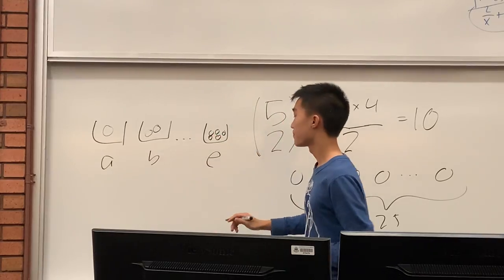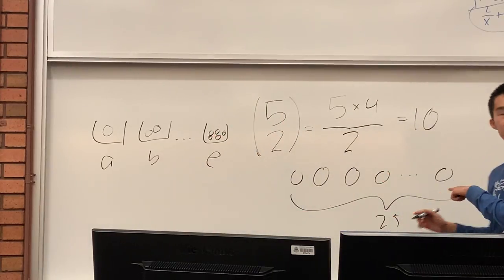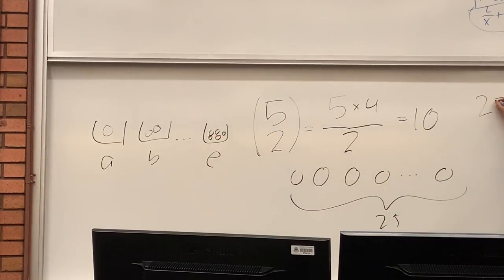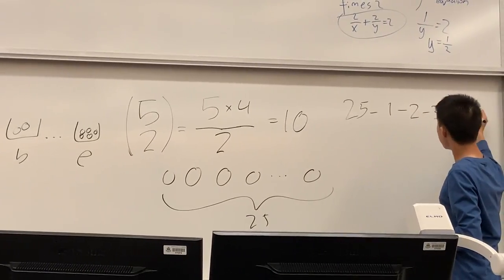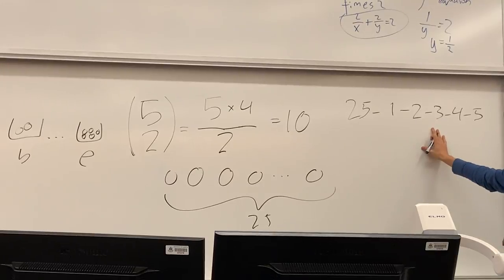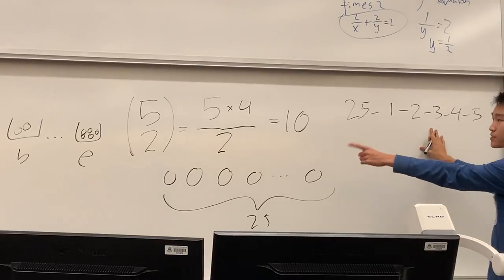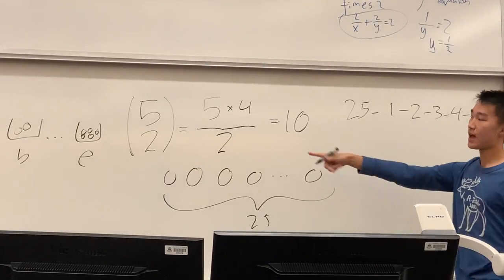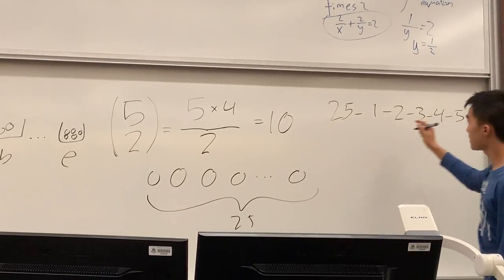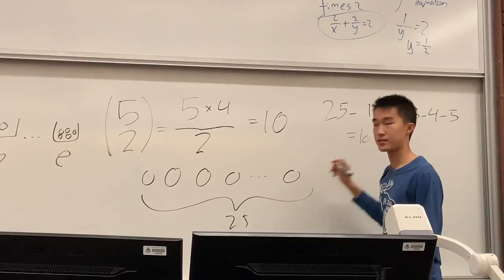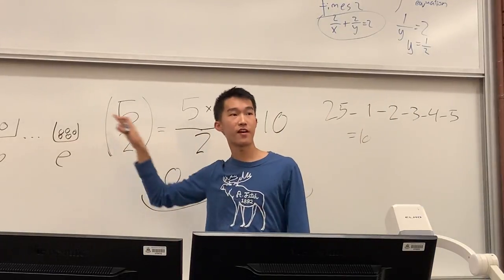And that way, how many balls do we have left? If we have 25 balls total, and then we subtract 1, 2, 3, 4, 5. Do you guys see where I'm getting this from? Because box A has 1 ball, so we take off 1. And then all the way up to box E has 5 balls, so we take off 5. This is 15, I think. And then we're left with 10 balls that we want to sort among these 5 boxes.